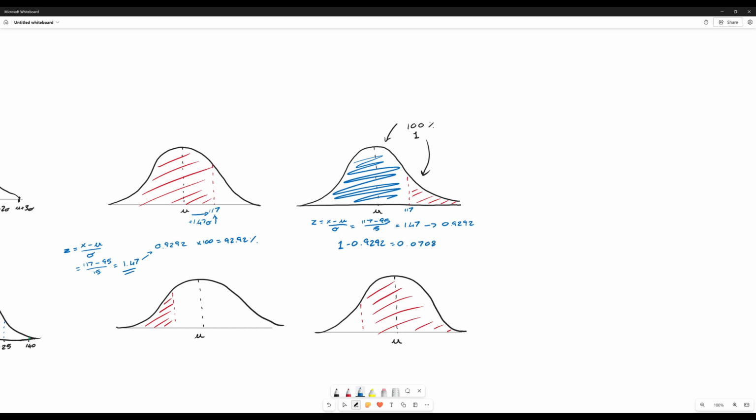1 minus 0.9292. That would give us 0.0708, I think, maybe. Which, if you put that into percentage, would be 7.08%. I forgot the 8. Of course I did. Of course.